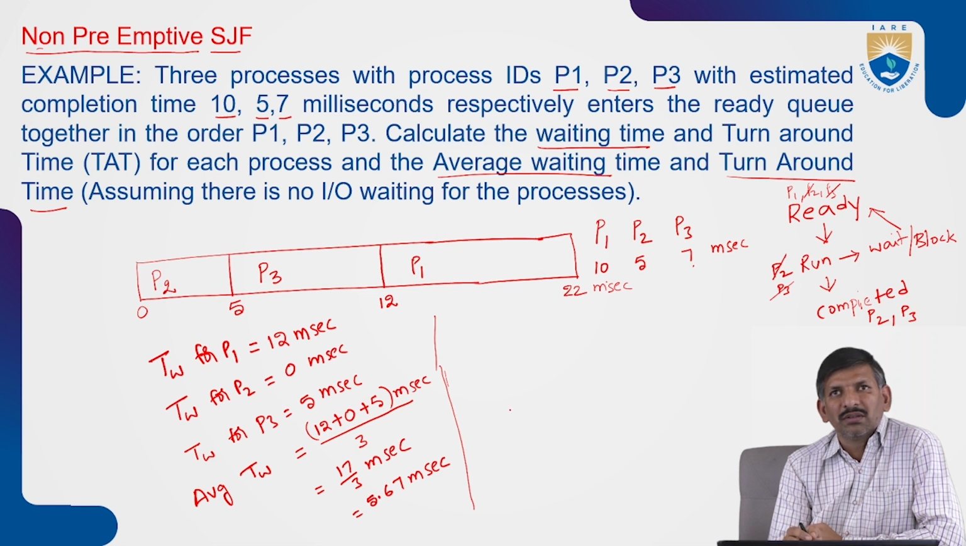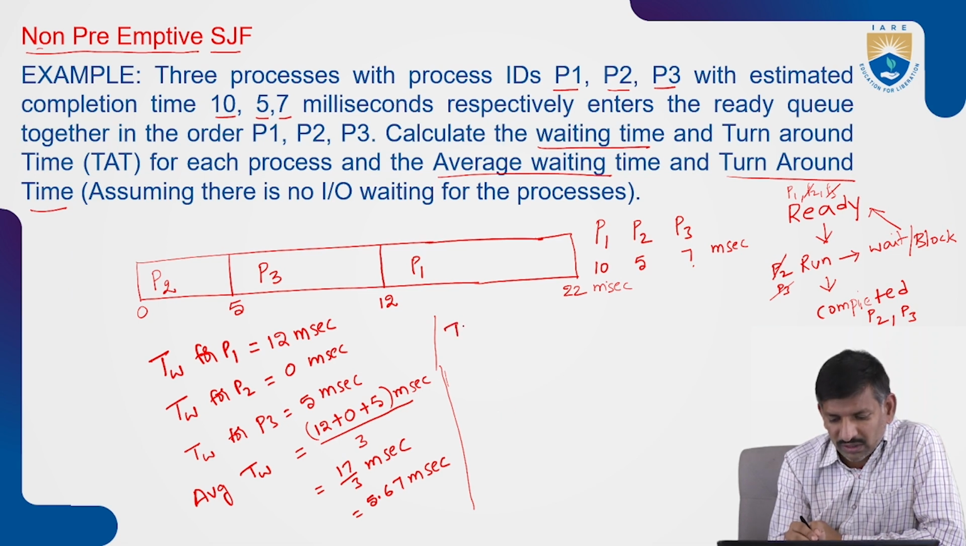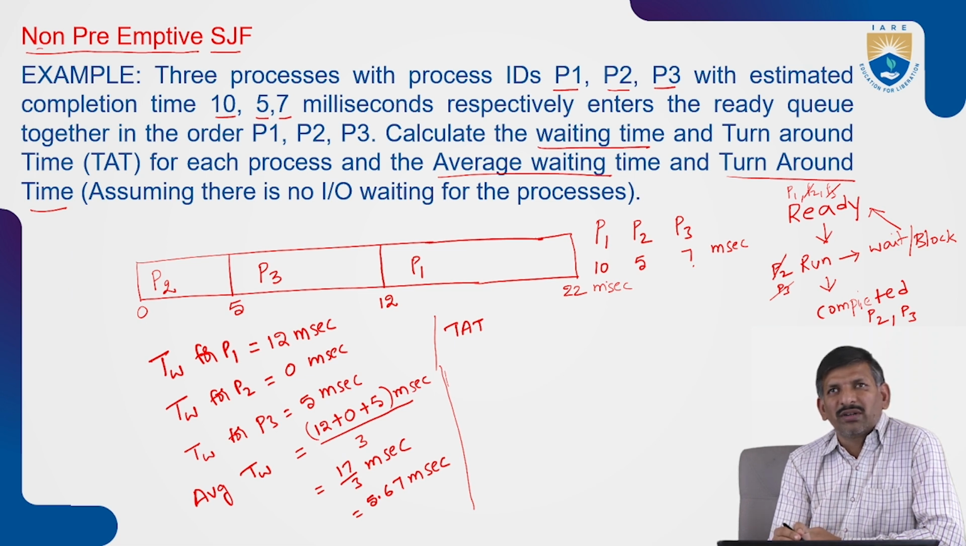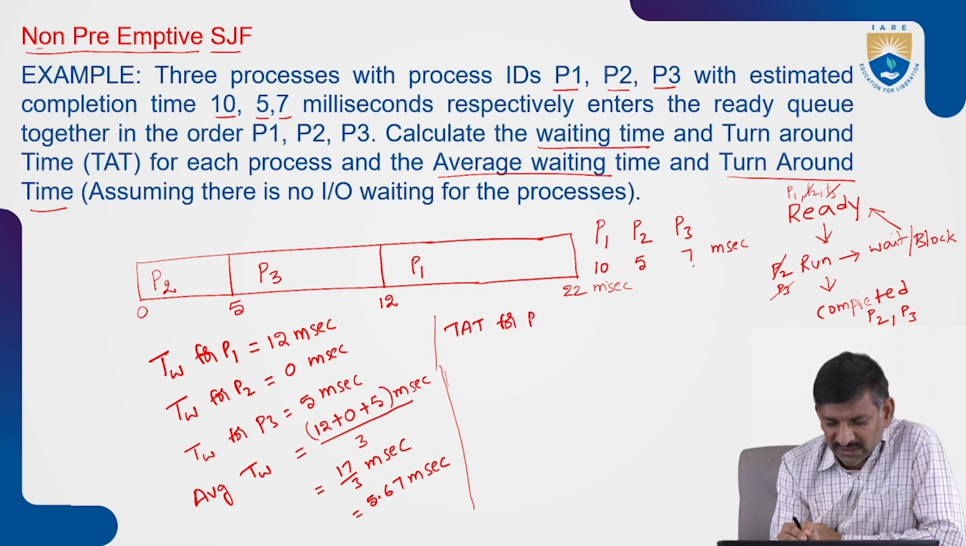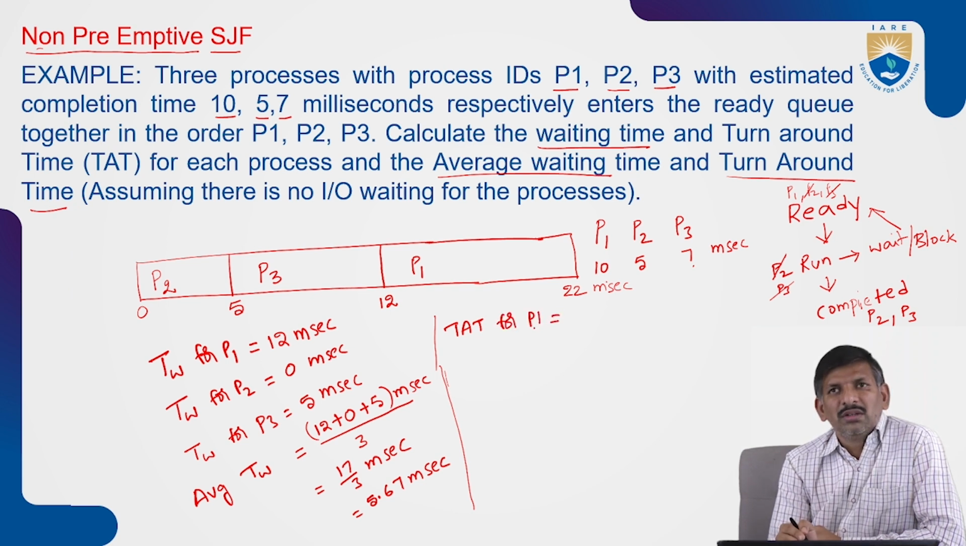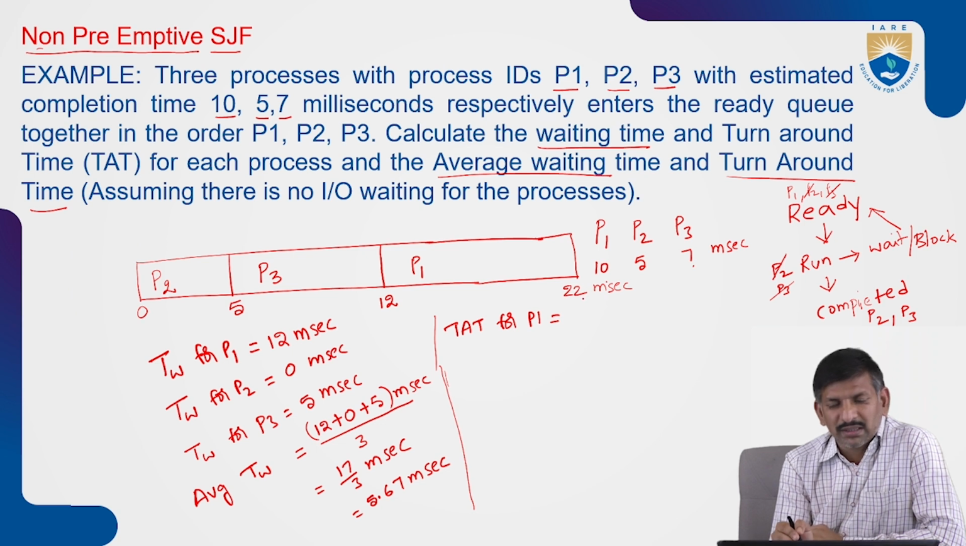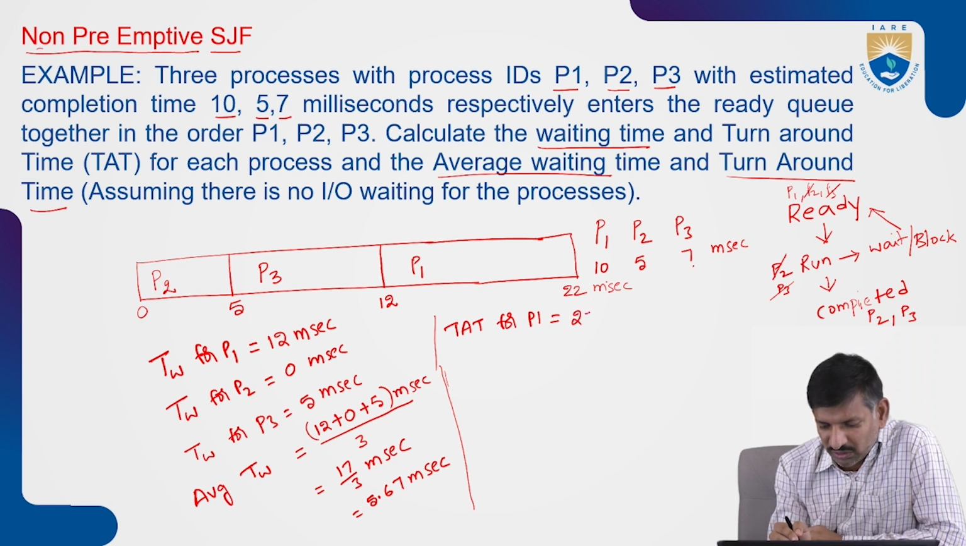Next, turnaround time means the time taken by the process from entering the ready state to the completed state. Turnaround time for process P1: P1 entered the ready state at time 0 and its execution was completed at 22 milliseconds, including execution time as well as waiting time. Totally 22 milliseconds.